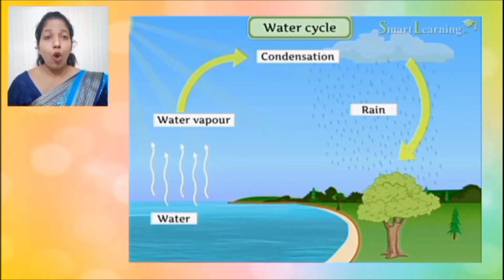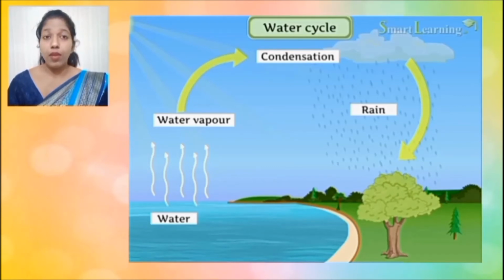These tiny water droplets form clouds. As more and more water vapor cools, the water in the clouds becomes so heavy that it falls down in the form of rain, as you can see here. In this way, the water cycle goes on.